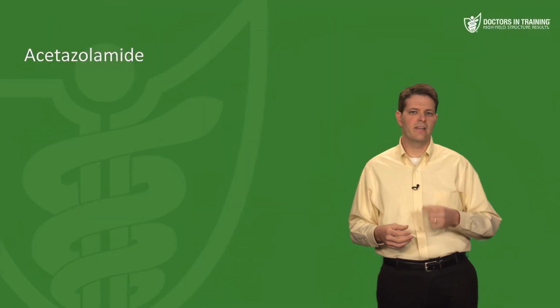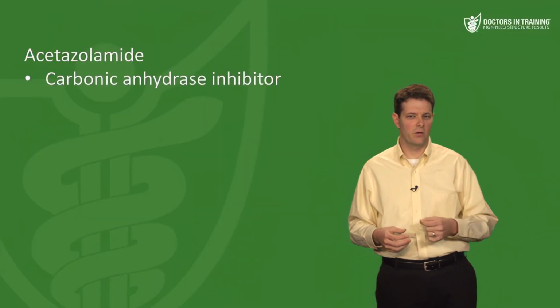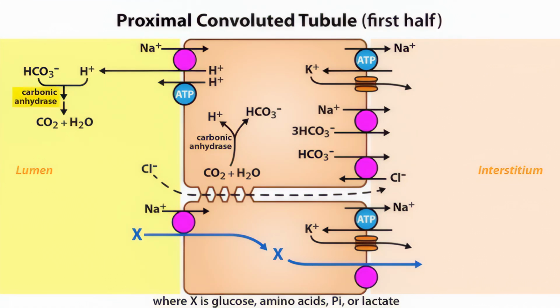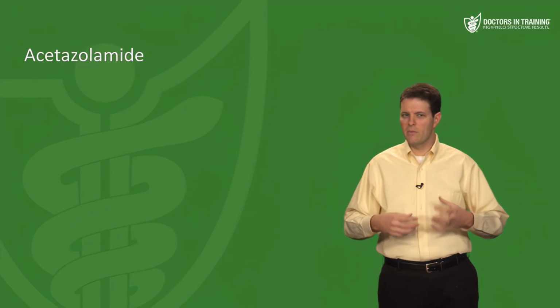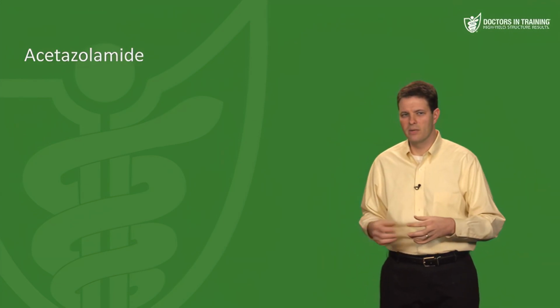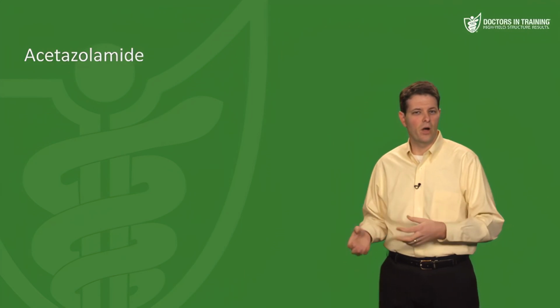So acetazolamide is a carbonic anhydrase inhibitor. Remember, carbonic anhydrase in the lumen of the proximal tubule converts bicarb to CO2 and water, which could be reabsorbed. And if you inhibit carbonic anhydrase, you can't reabsorb bicarb, so you excrete it in the urine. So acetazolamide does have a minor diuretic effect, but we mainly use it not for its diuretic properties, but to facilitate the excretion of bicarbonate.